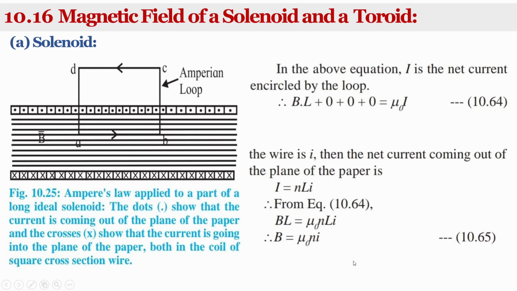Here, N is the number of turns per unit length, and I is the current flowing through it. We can write the total amount of current flowing through the Amperian loop, capital I, as N L into I. After substituting that value, we get the formula for magnetic induction for a solenoid: mu naught N into I.